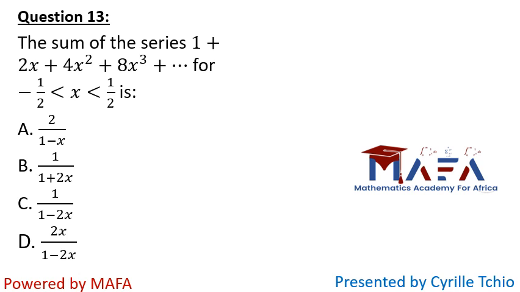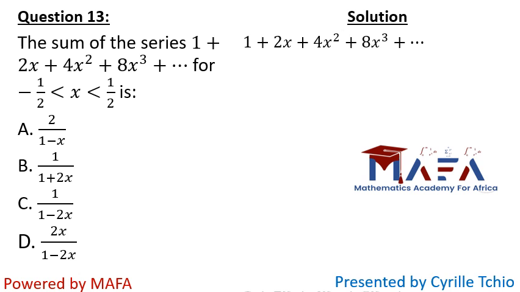So this is question 13 of the paper we are working on. The question reads: the sum of the series 1 plus 2x plus 4x squared plus 8x cubed plus dot dot dot, for negative a half less than x less than half, is. So we need to find the sum of this series for that range of values of x. Let us look at the solution.